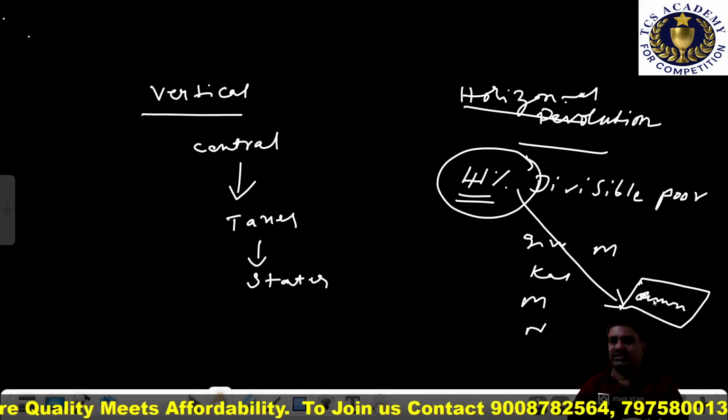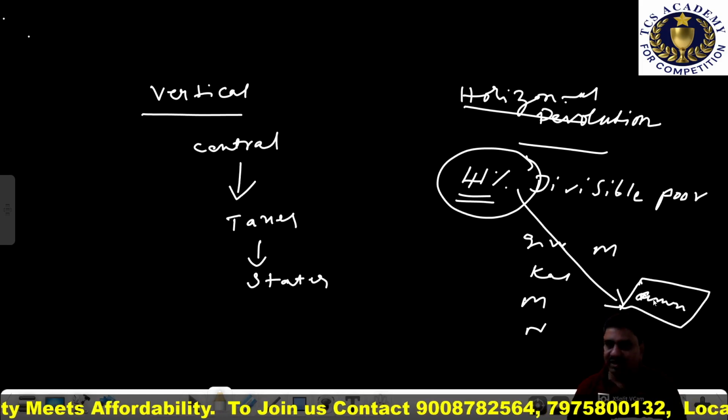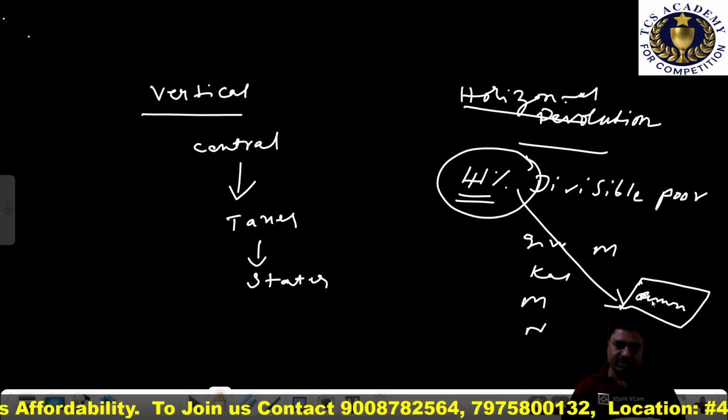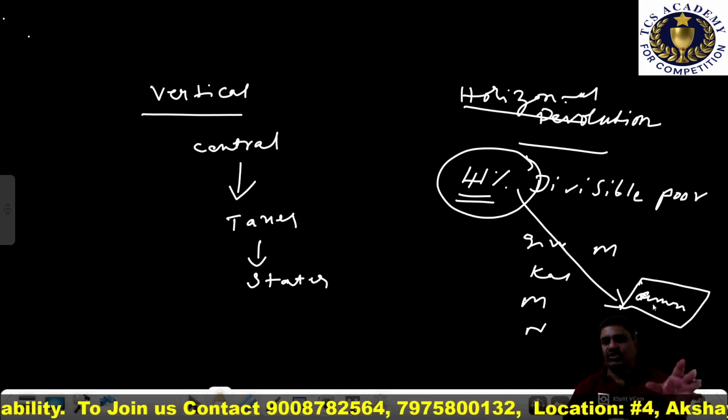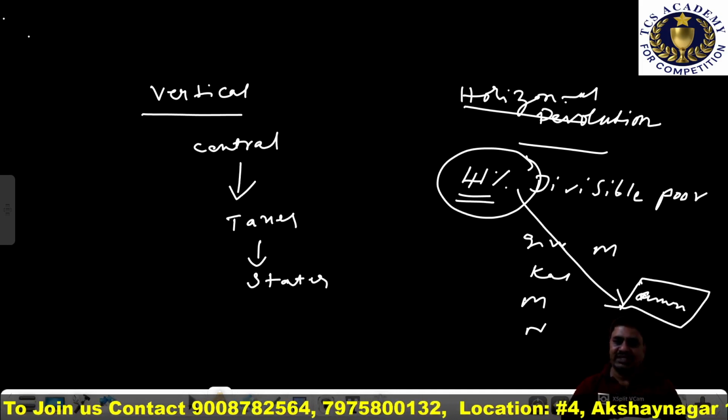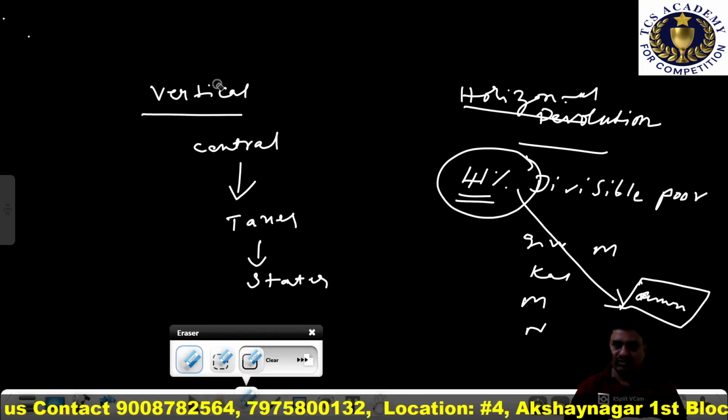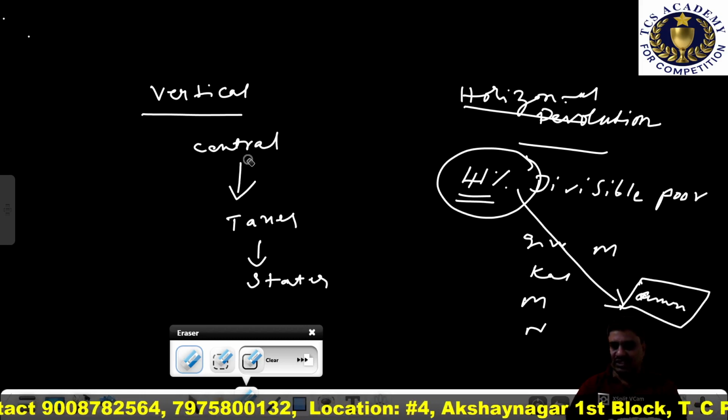So that is known as horizontal devolution. Is it clear? So now let's have a discussion on horizontal devolution criteria, which is given by the 15th Finance Commission. This is known as vertical devolution.